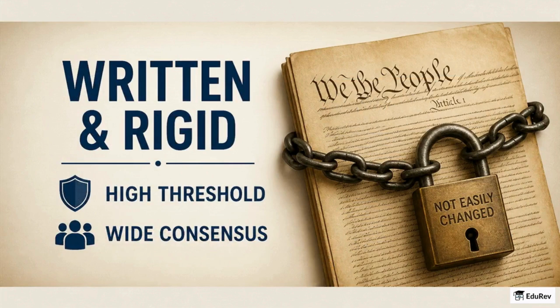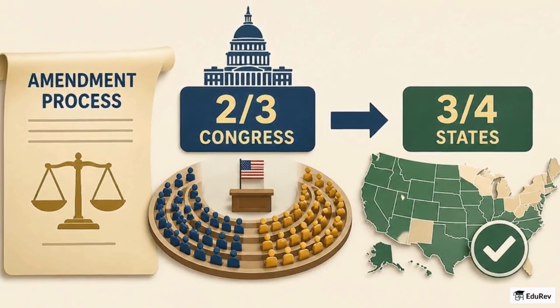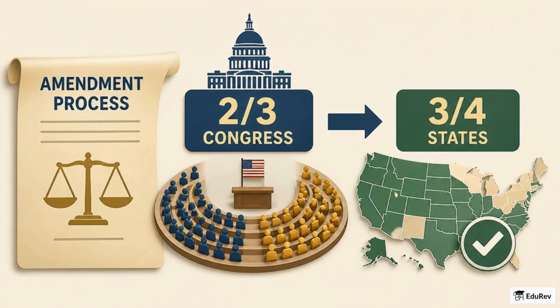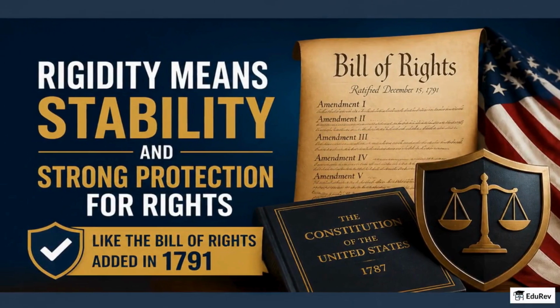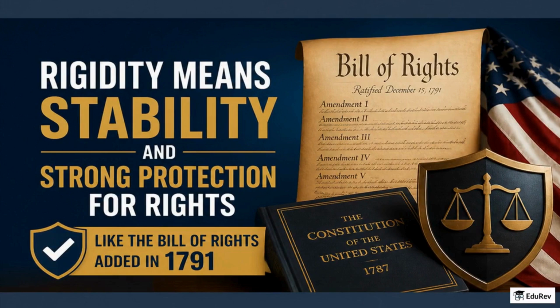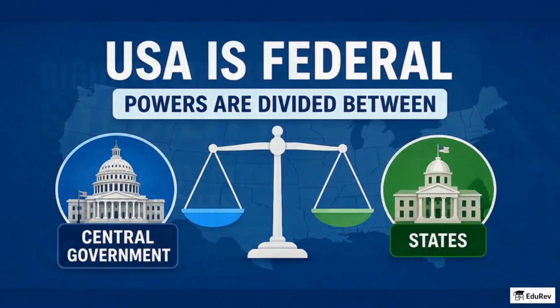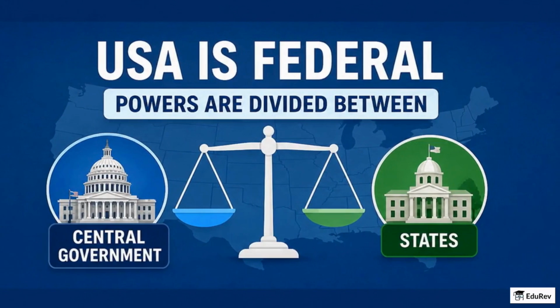Key idea 1. Written and rigid. Changing it needs a high threshold and wide consensus. Imagine changing software that needs approval from 2/3 of Congress and 3/4 of states. That's the amendment process. This rigidity means stability and strong protection for rights, like the Bill of Rights added in 1791. Structure-wise, the USA is federal.